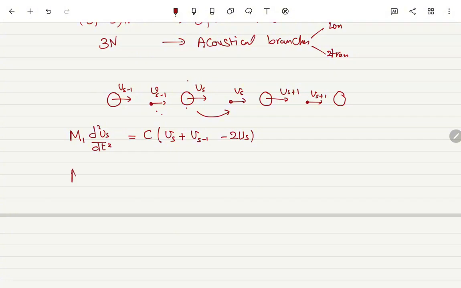The equation of motion for the second atom, M2 d2vs by dt square, is equal to c times, and this is vs here, the successive planes, this one and this one here, us plus 1 minus vs and us minus vs. For this case here, c times us plus 1 plus us minus 2 vs.